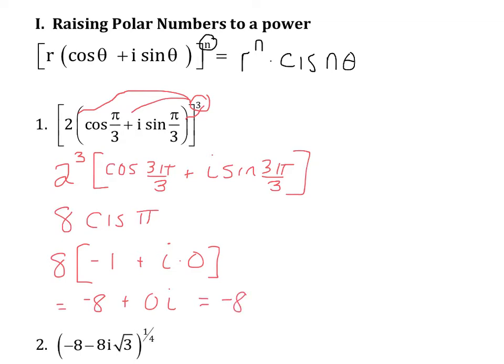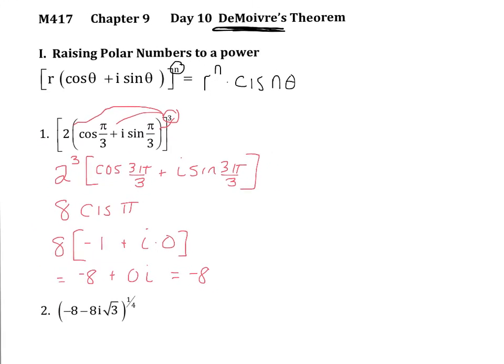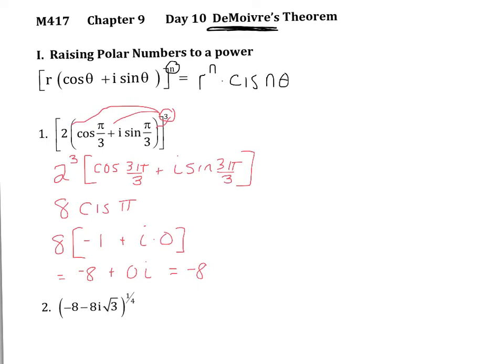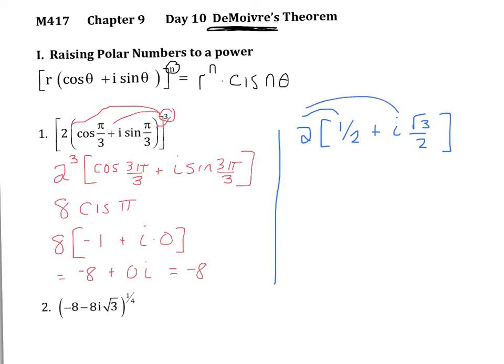So what happened here is, if we look at this original polar expression, 2 cosine pi over 3 plus i sine pi over 3, if I convert that to rectangular, it would be 2 multiplied by the cosine of 60, which is 1/2, plus i sine of 60, which is root 3 over 2. And then if I multiply in that 2 and distribute, this would be 1 plus root 3 i. So this, in the original problem, is your complex number in rectangular form.